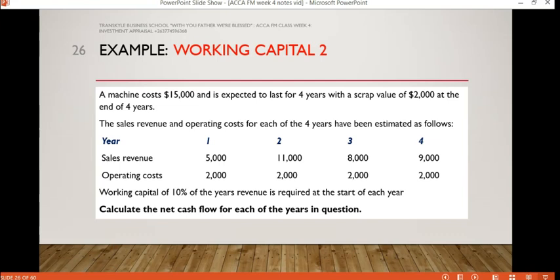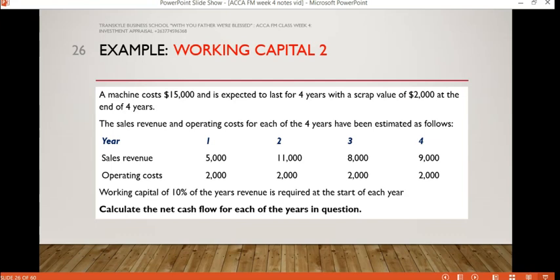A machine costs 15,000 and is expected to last for 4 years with a scrap value of $2,000 at the end of 4 years. The sales revenue and operating costs for each of the 4 years have been estimated as follows. So we have got year 1, year 2, year 3, year 4. In this case, the examiner is telling us explicitly to follow the format here. We start with the sales revenue, operating costs, and we move on like that until we reach the point of net cash flows.